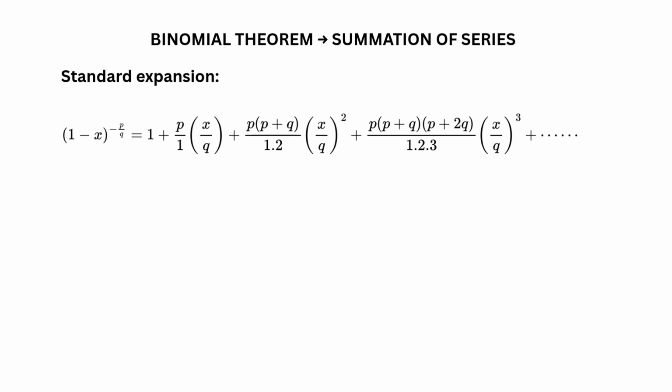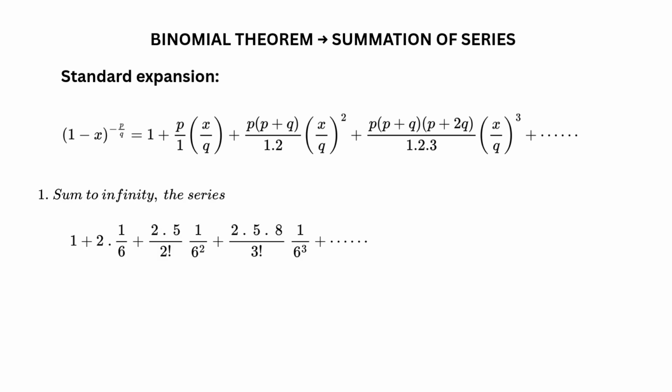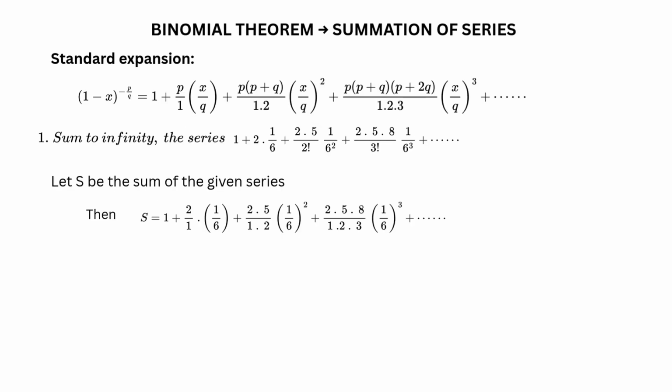In this video, we will learn how to find the sum of an infinite series using the binomial theorem. Let us look at the first question. 1 plus 2 into 1 by 6 plus 2 into 5 by 2 factorial into 1 by 6 square plus 2 into 5 into 8 by 3 factorial into 1 by 6 cube plus etc. Let the sum of the given series be S.